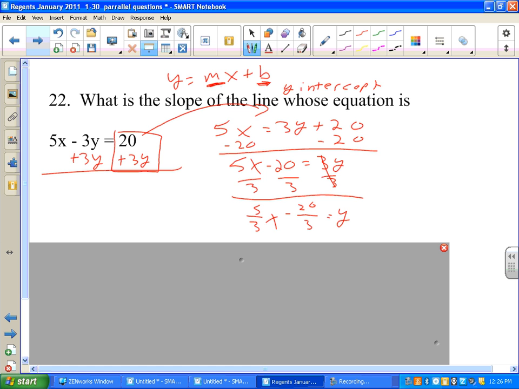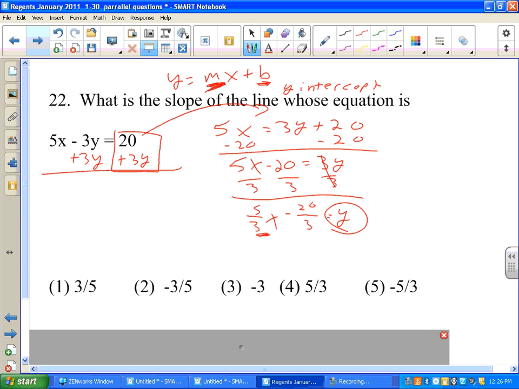It looks like the y equals mx plus b slope. The y is by itself. The number touching the x is the slope. It's 5/3. Choice 4. If you have any questions, make sure you ask me tomorrow in class.